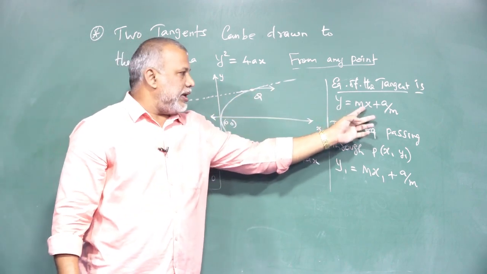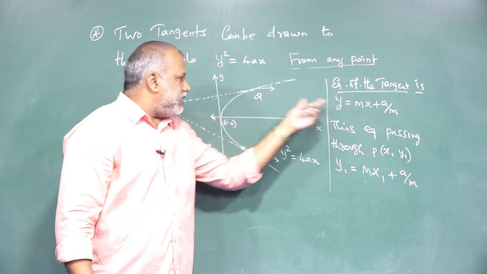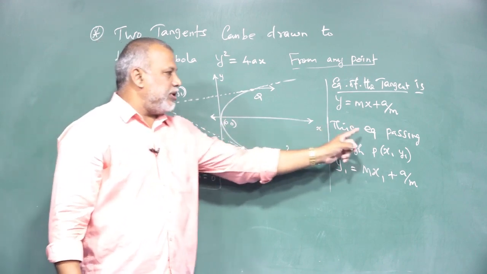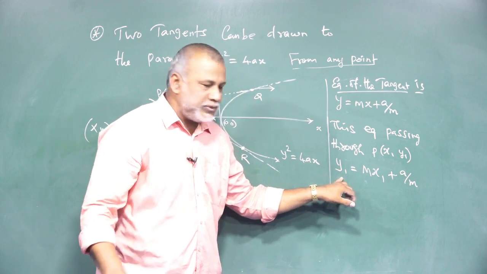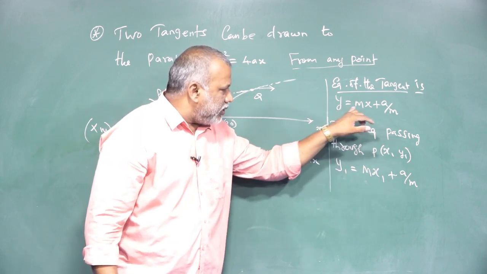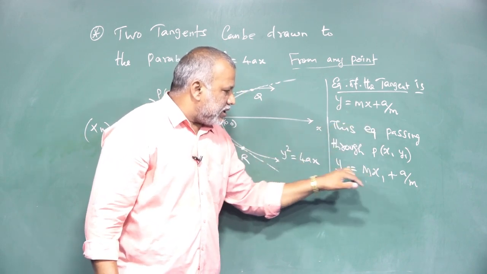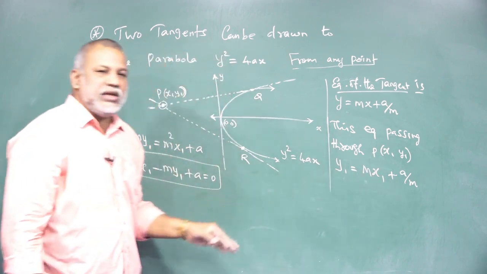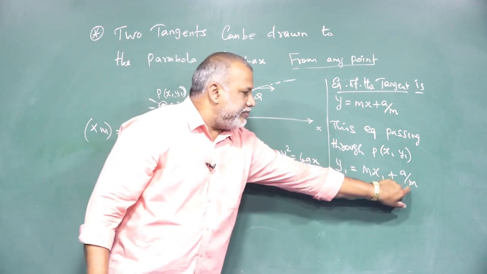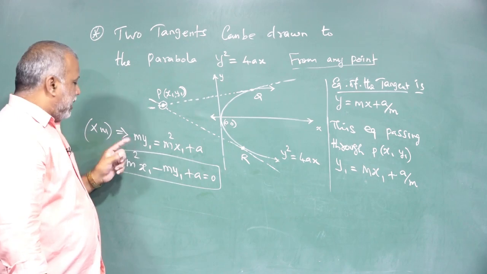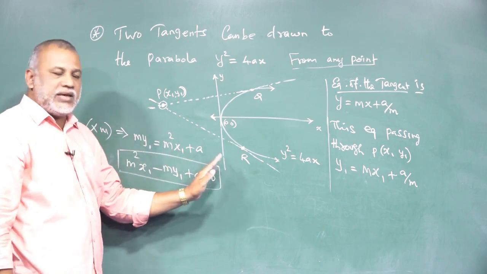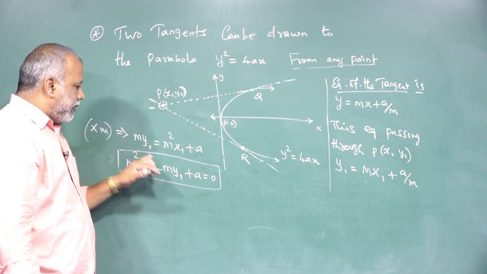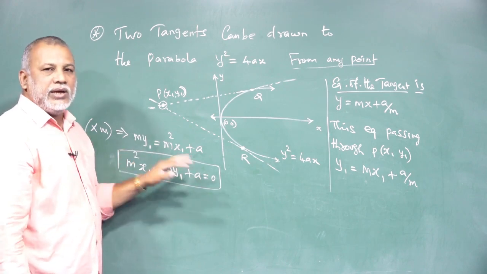This is the equation of the tangent. We are selecting y equal to mx plus a by m. This tangent passes through the point P of x1 comma y1. To substitute, the variables x and y must be replaced by x1 comma y1. Then we get the equation. To avoid m in the denominator, I multiply this equation by m, and I get my1 equal to m squared x1 plus a. Converting to the same side, we get m squared x1 minus my1 plus a equal to 0.